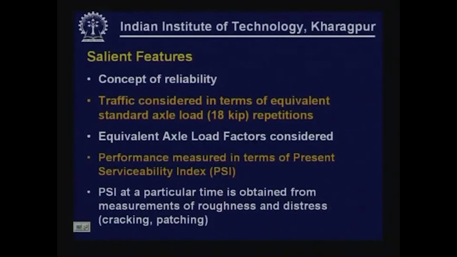There are a number of salient features that are incorporated in these guidelines: reliability concept, traffic consideration in terms of 18 kip standard axle repetitions, use of equivalent axle load factors to convert a given axle load into 18 kip standard axle load repetitions, then measuring performance in terms of present serviceability index. We have discussed earlier that present serviceability index at a particular time is obtained from measurements of roughness and distress, which will be in terms of cracking and patching.